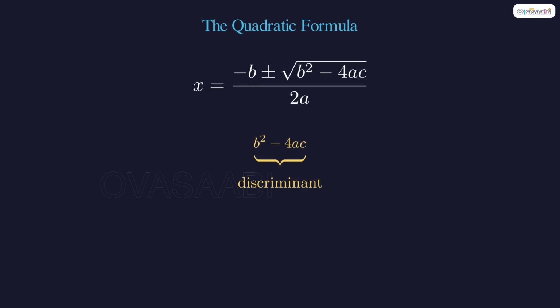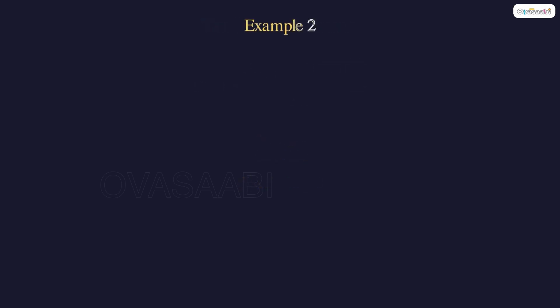Some equations don't factor neatly. We use the quadratic formula, x equals negative b, plus or minus the square root of b squared minus 4ac, all over 2a.